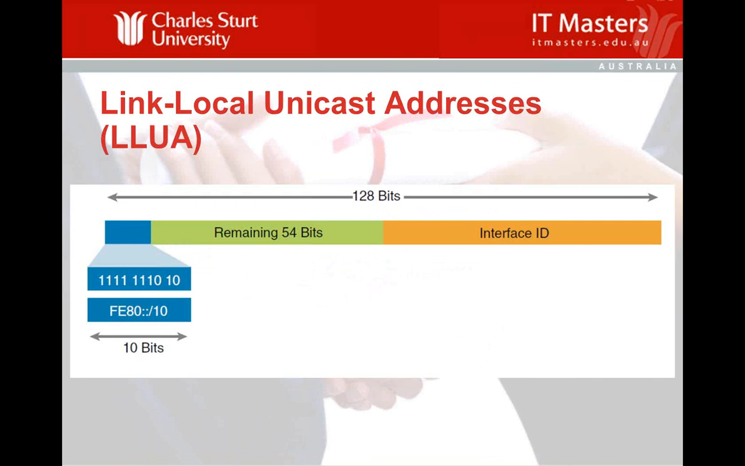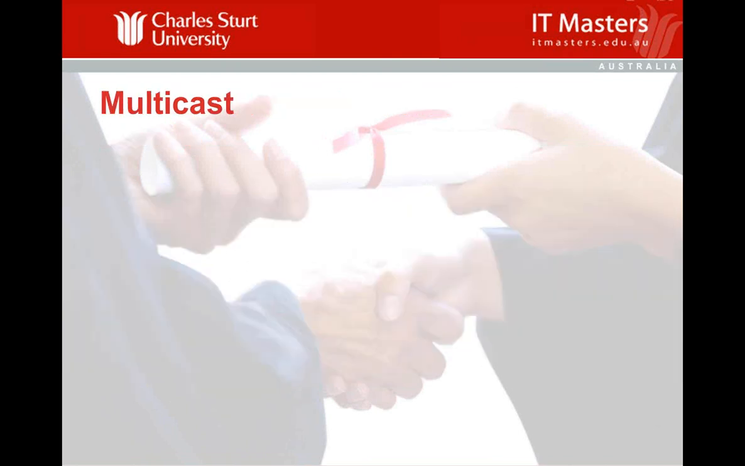So it's 1111111010, the first 10 bits, remaining 54 bits, and then your interface ID, which can be generated, as I said before, by auto configuration, DHCP, EUI-64. That's all you really need to know. You don't need to know anything too much more than that.